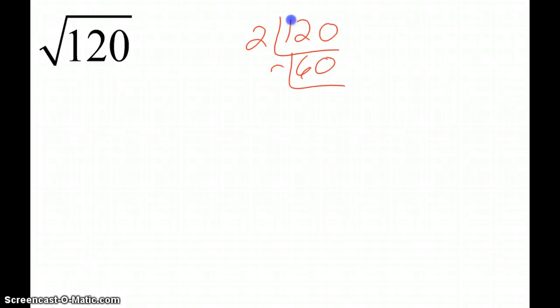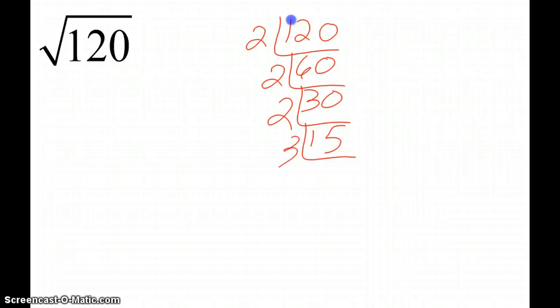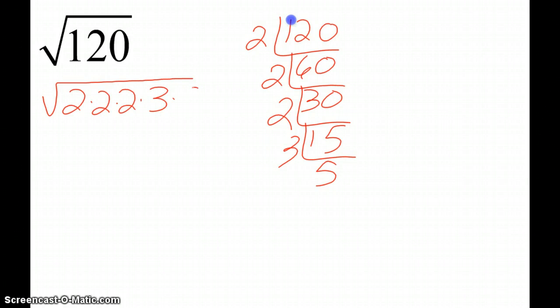Simplifying radicals. The first thing we have to do is a factor tree for 120. So 120, that's 2 and 60, 2 and 30, 2 and 15, 3 and 5. So we're going to do the square root of 2 times 2 times 2 times 3 times 5.